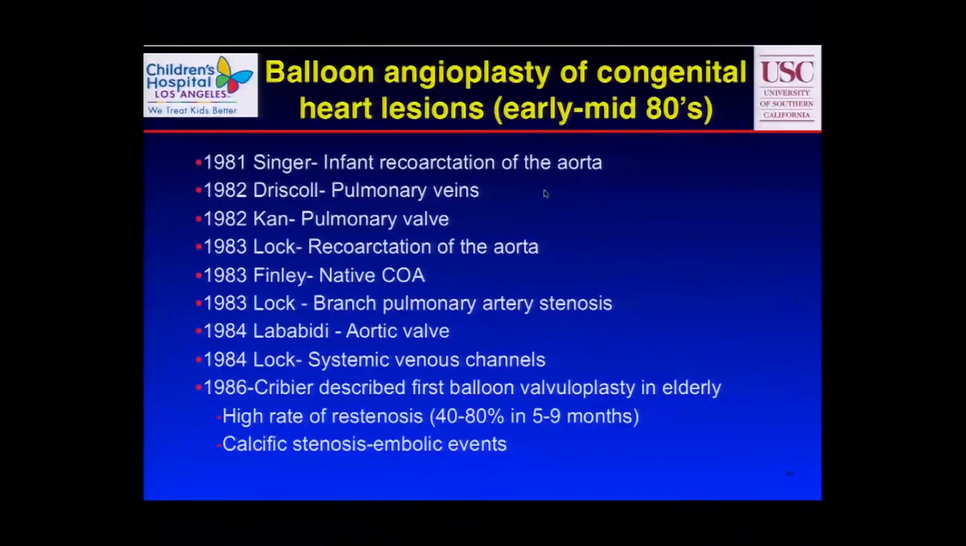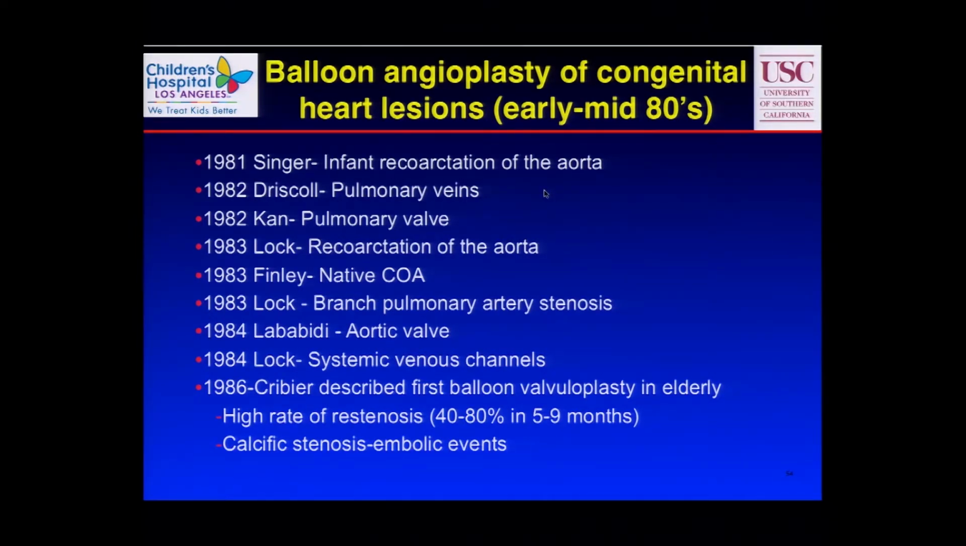Through the early and mid-'80s, here's a bunch of papers from various pediatric cardiologists talking about angioplasty in various places. Singer in coarctation, Dave Driscoll for the pulmonary veins, Gene Kan in pulmonary valves, Jim Lock for coarctations, Finley for native coarctations, Jim Lock in the branch pulmonary arteries, Lababidi for aortic valves, Jim Lock for the venous channels, including the Mustard baffles. Alan Cribier was the first reported use in the elderly, especially in the aorta.